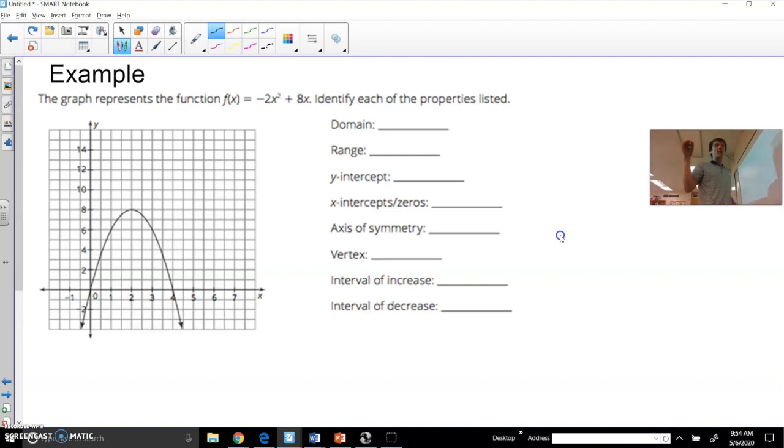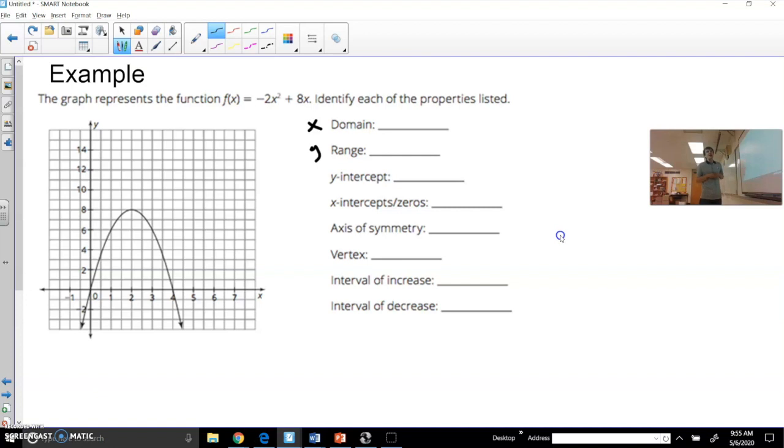So it says the graph represents the function negative 2x squared plus 8x. We want to identify a few different ideas, vocabulary that's based on this graph. So let's do a few example ideas together. So the first thing we want to talk about is domain and range. Domain and range is a pretty complicated concept, but basically domain has to do with any possible x values that are found on the graph, and range is any possible y values that you find on the graph. So we're basically studying what is possible for the input and the output.